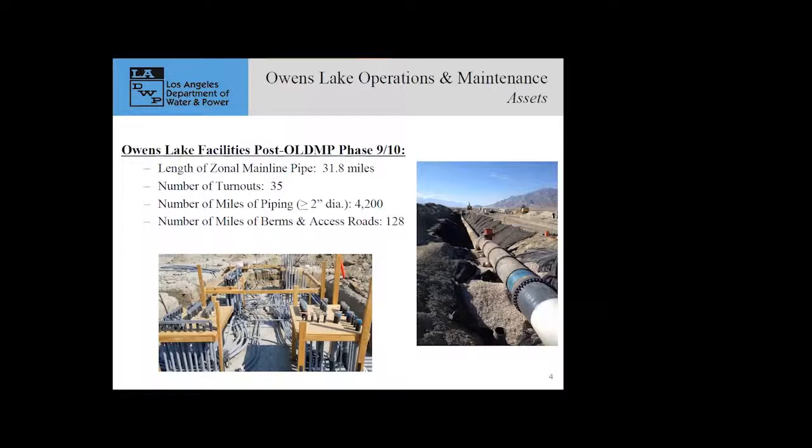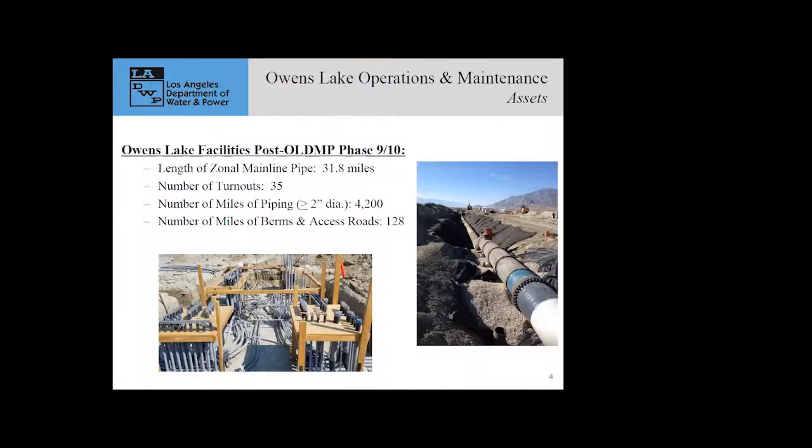And then we also have up in the north, off the Lower Owens River, we pump up to 50 CFS through our Lower Owens River pump back station. So those are the three sources of water that feed the zonal mainline, which is a continuous loop all around the whole perimeter of the lake bed.